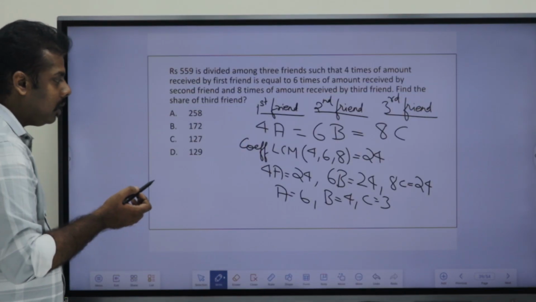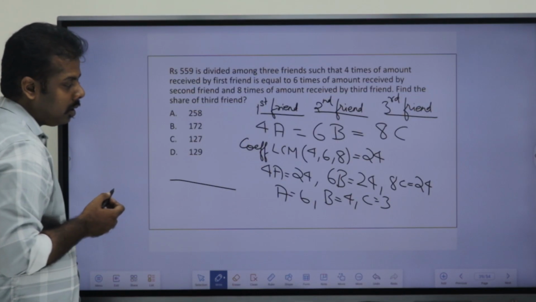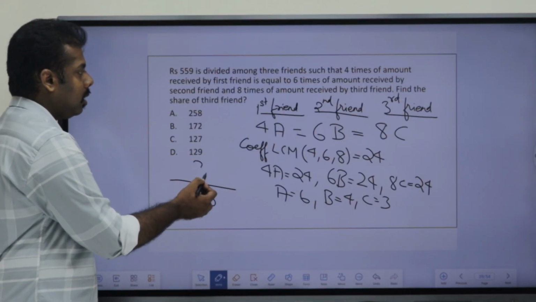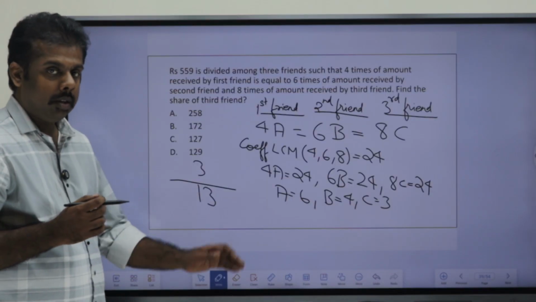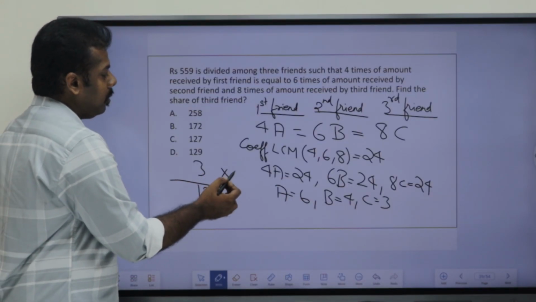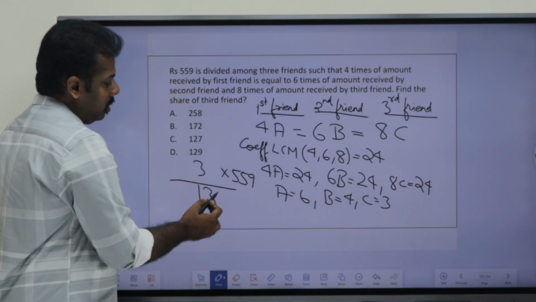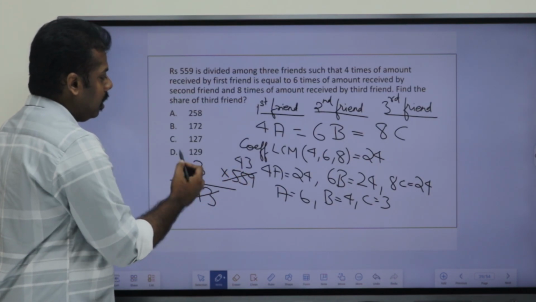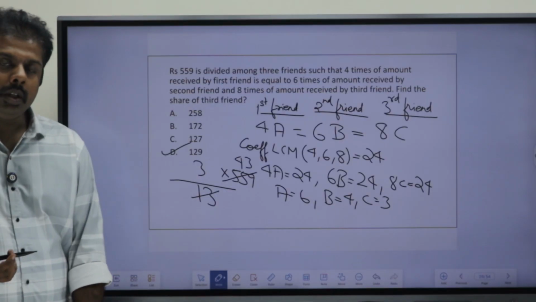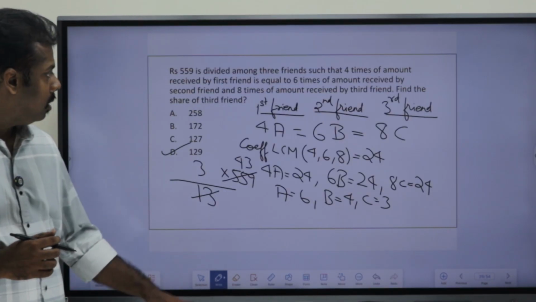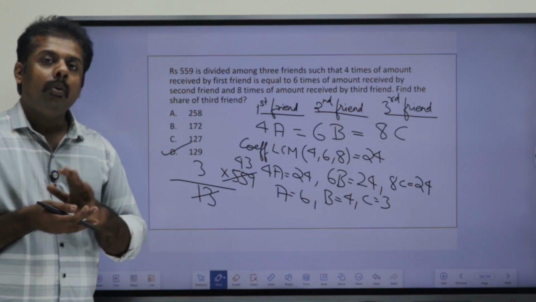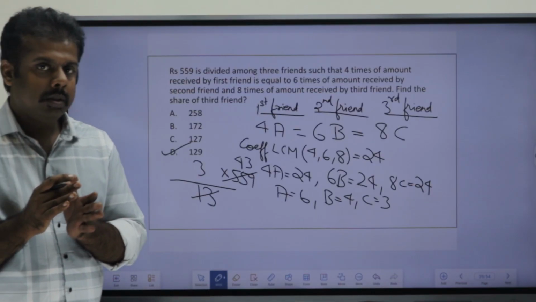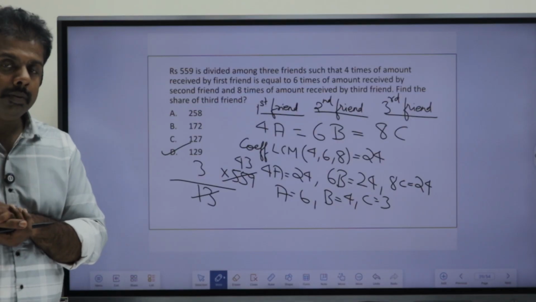Now, we need to find the share of the third friend. The sum of these three shares is 13, and out of that, 3 parts is the share of the third friend. So, 3 by 13 into 559. Cancelling, 559 divided by 13 is 43, and 3 into 43 gives us 129. So, the third friend's share is 129. These were the questions on the basic concepts of ratio.